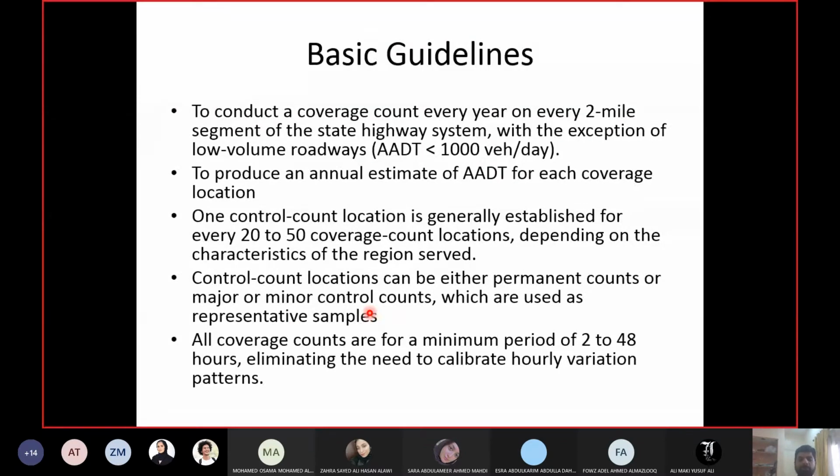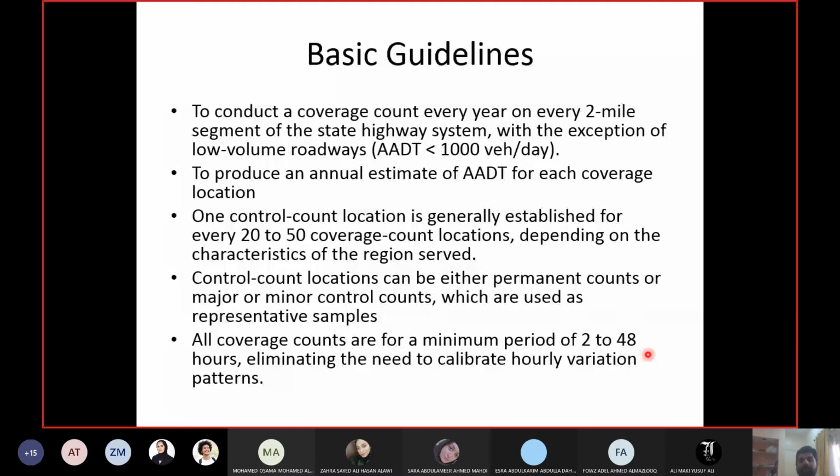Coverage count locations should be observed for at least 2 hours. Coverage count data should be taken for at least 2 hours, and you can go up to 48 hours as well. But you would very rarely see coverage count data taken for more than 1 day. 1 day meaning 24 hours, right? 48 hours means 2 days. So normally coverage count data is restricted to a few hours or maybe to the whole day. But as I said, even up to 48 is allowable.